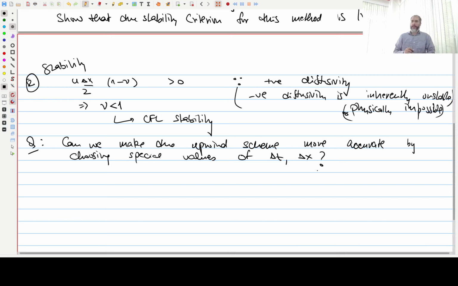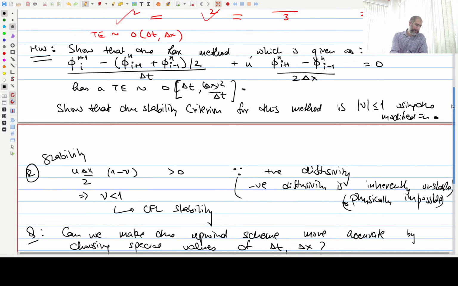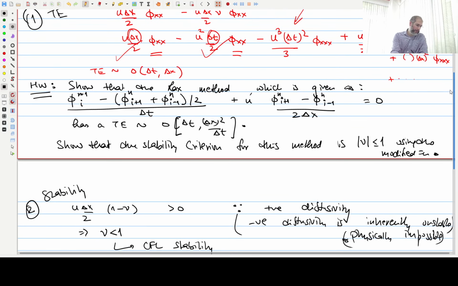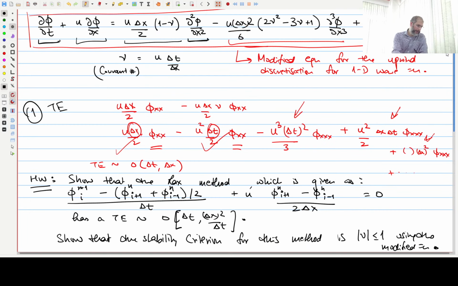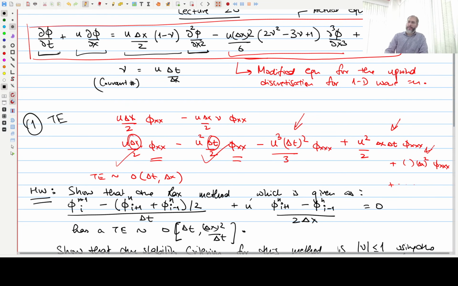So delta t and delta x are our choice. They have nothing to do with the physics of the problem. So they are numerical parameters that we choose while solving the problem based on how much accuracy we want and so on. So in looking at the truncation error or the modified equation, can I make this scheme more accurate by choosing special values for delta t and delta x?